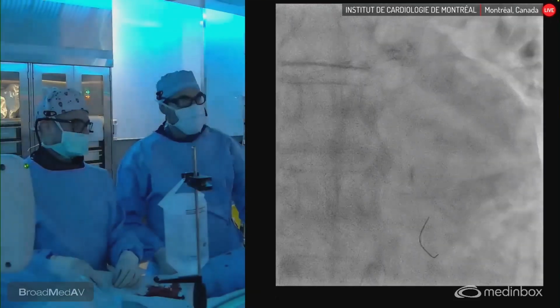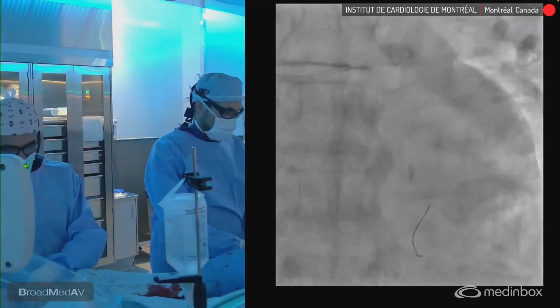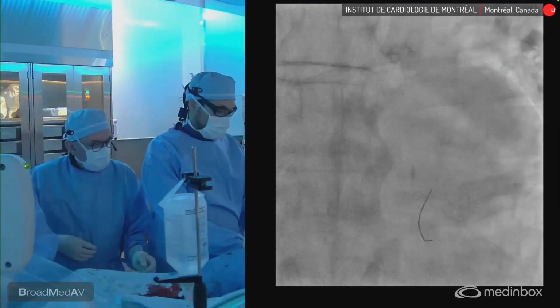Fluoro. Are you okay? Yeah. Just removing the microcatheter. Oh, fluoro.